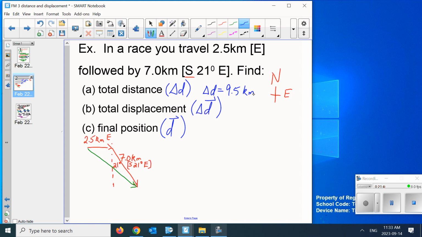Total displacement though, that's the one we have to figure out. The displacement is what I have in green. So let's organize. I am going with the first vector. These are vectors, so this is figure out B.